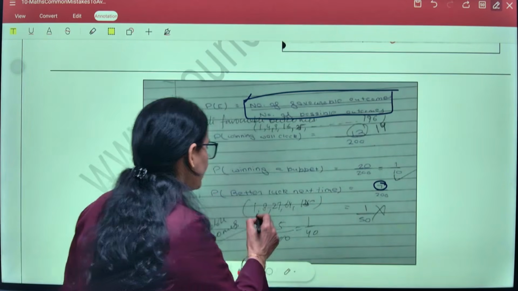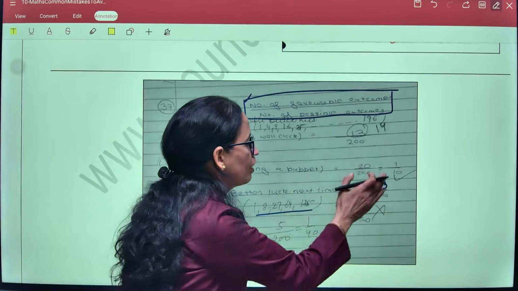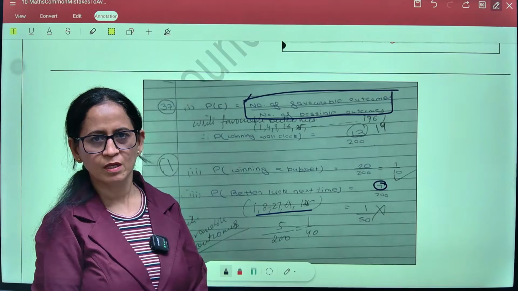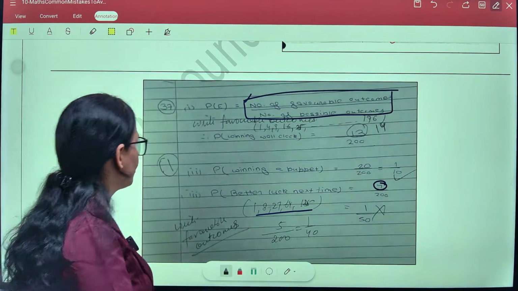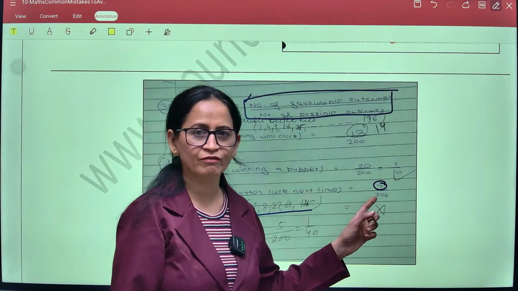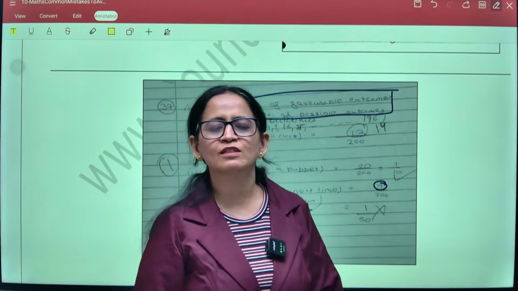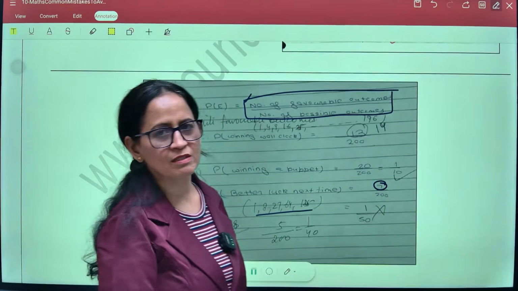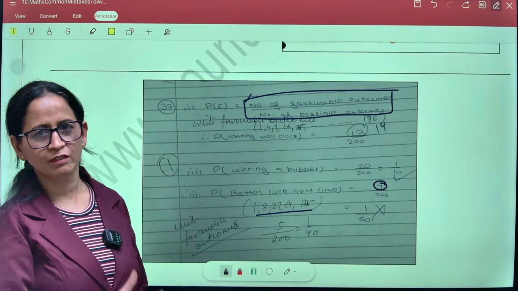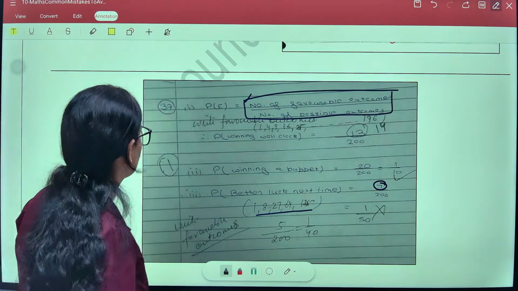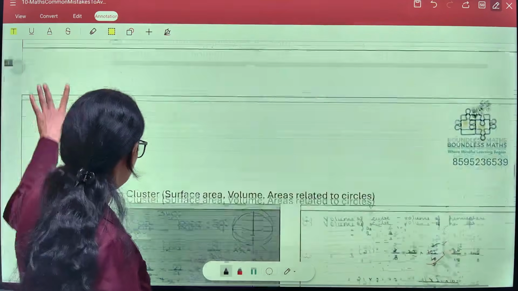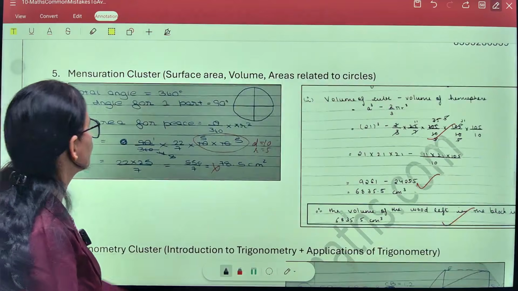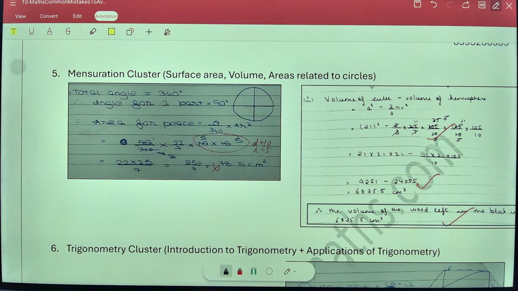But if you write all of them, you will be sure that there are 7 favorable outcomes. You are not missing out on anything. So the first thing is you will not miss any of them, and you will not even lose marks for not writing the favorable outcomes. As per the CBSE marking scheme, you need to show what are the favorable outcomes to get full marks for your probability questions. Next, coming to surface area, volume and areas related to circles.